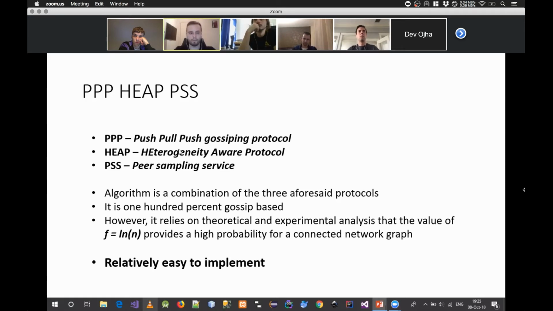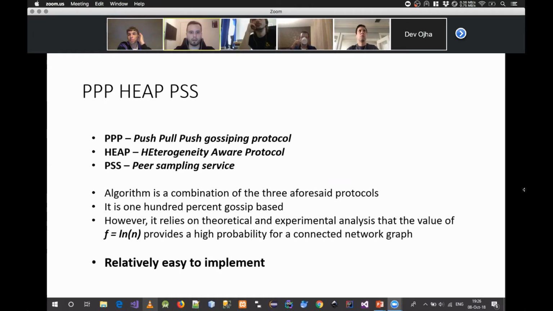It is based on three different protocols described in literature in three different papers. The first protocol is called the push-pull-push gossiping protocol. The second is called the heterogeneity-aware protocol, and the third is called the peer sampling service. These are all three separate algorithms described in literature. However, their combination applied to the Tendermint network and to the Mempool gossiping in Tendermint would provide significant improvement. Like I said, this is a 100% gossip-based, dynamic algorithm, and it is based on randomly creating a network graph.